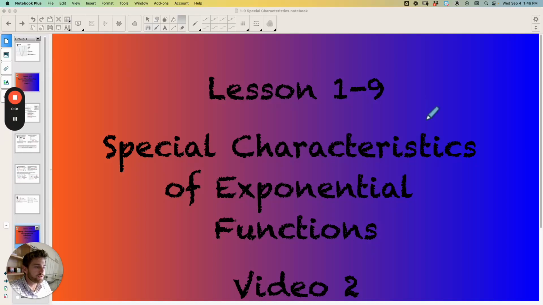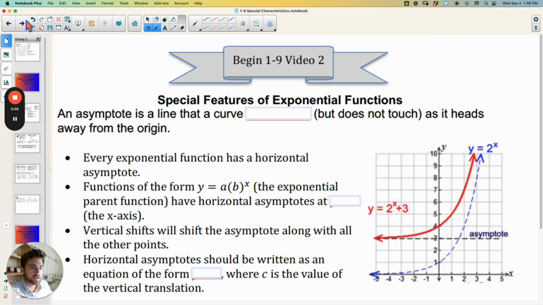Alright, welcome to lesson 1-9, video 2, and this is special characteristics of exponential functions. Firstly, we've talked about asymptotes before, and here we're going to formally add it to our notes.